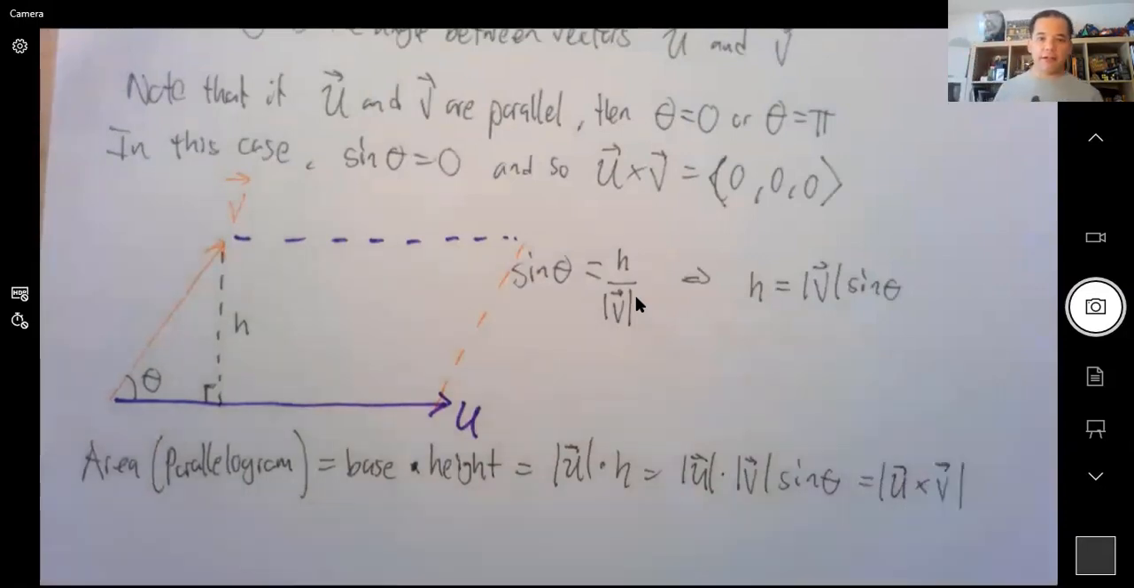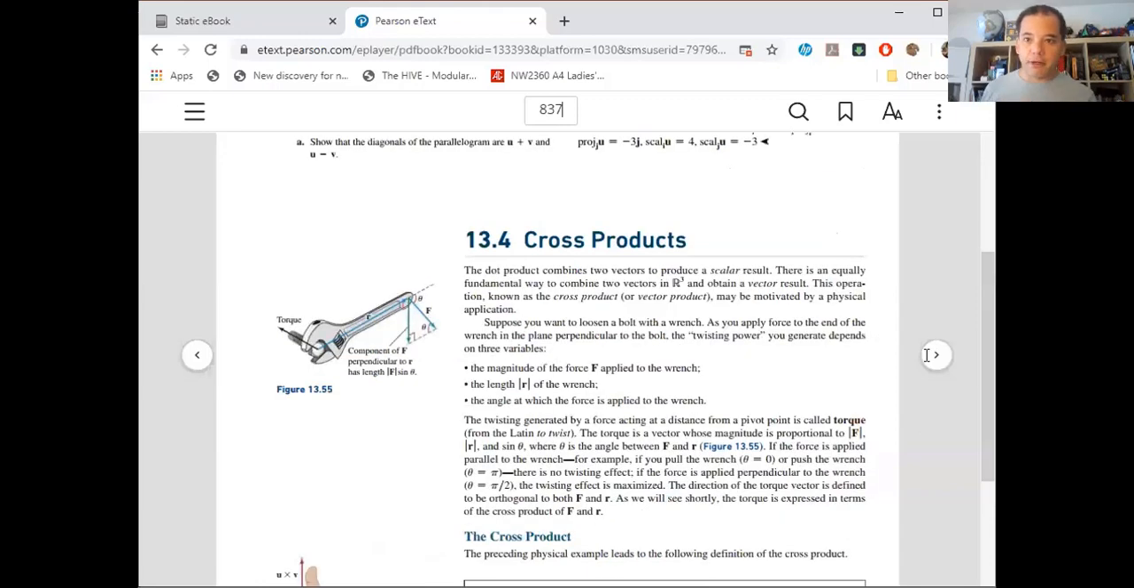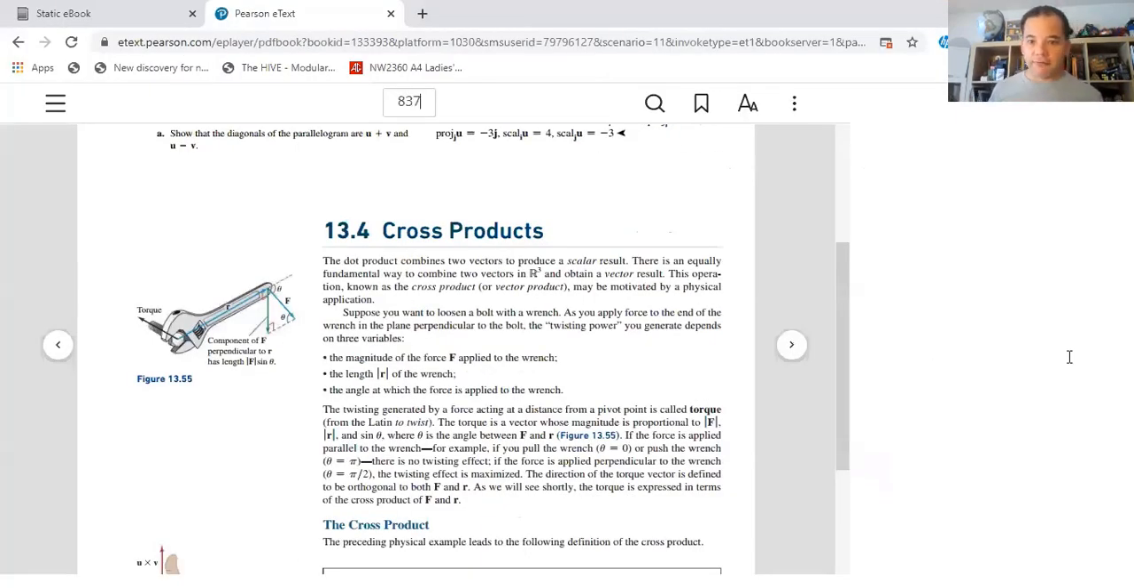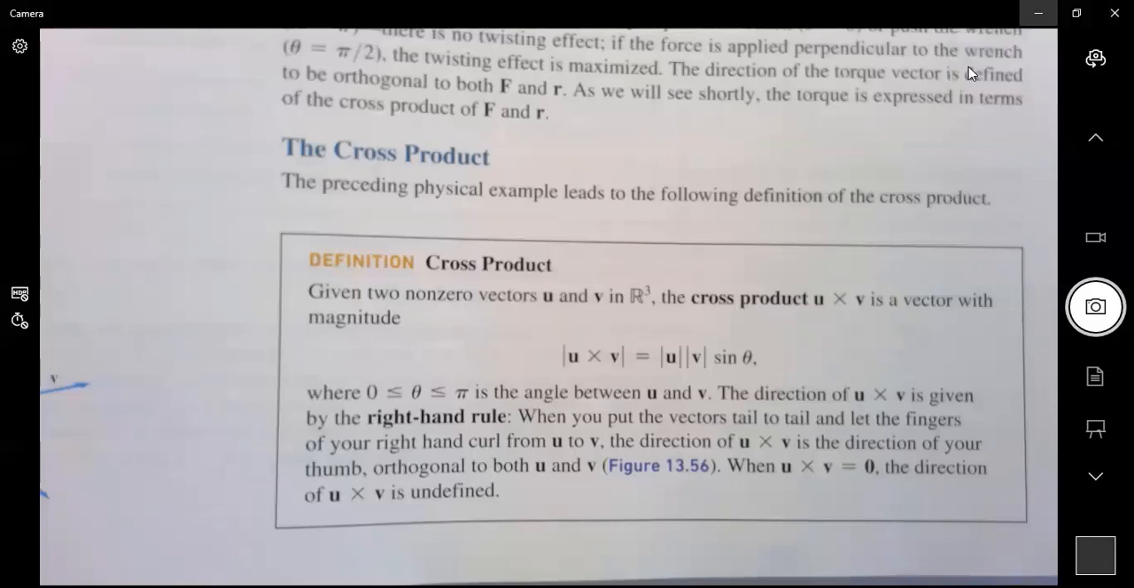All right? Okay, let's see if we can finally see the book. I think we can now. All right, so right here at the very bottom, we're going to have our definition. So here's the definition of the cross product from the book. And this is the first part we were talking about. So here is the magnitude. The magnitude is the magnitude of u times the magnitude of v times sine of theta, where theta is the angle between u and v.